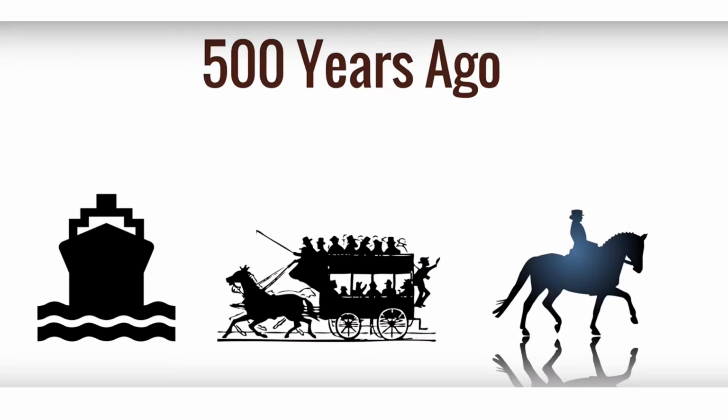So if we think back to 500 years ago, the world was a very different place then. People travelled by boat, they travelled on horseback, they travelled in carriages that were pulled by horses. They didn't have any cars or trains or airplanes or any of the things that we have today. So it was a very, very different time.